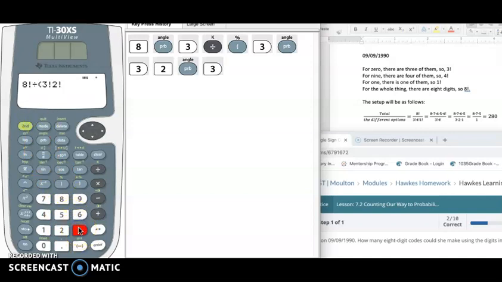Times 2 factorial. And then times 1 factorial if you really want to put it in there. I don't have to, because 1 factorial is just 1. And we'll close our parentheses, and let's see if that worked. It liked it. 3,000. Whoa.